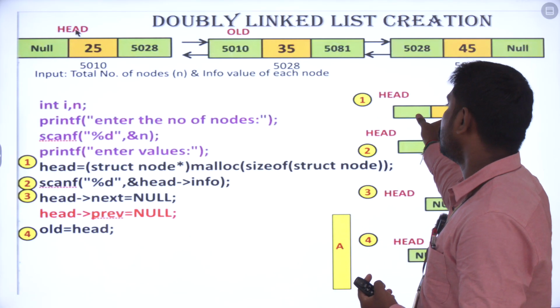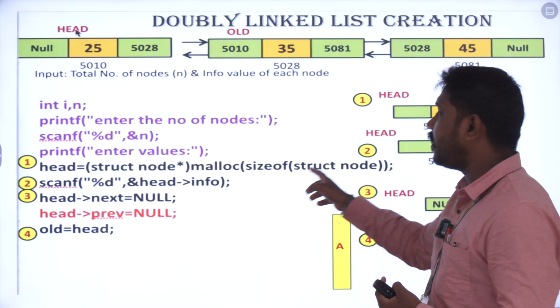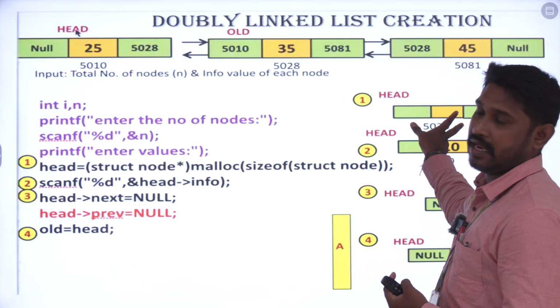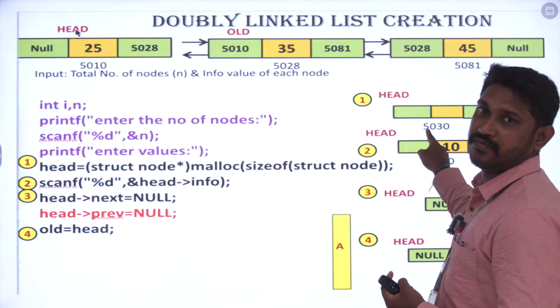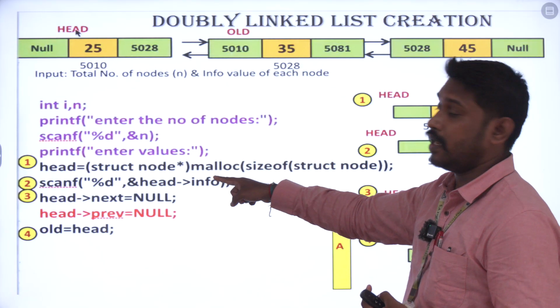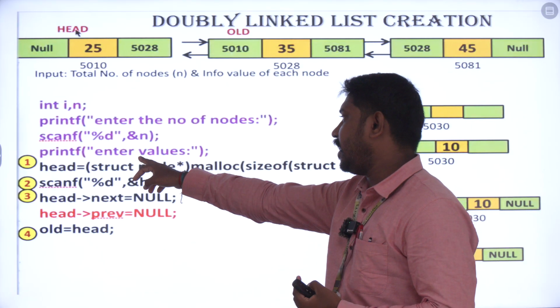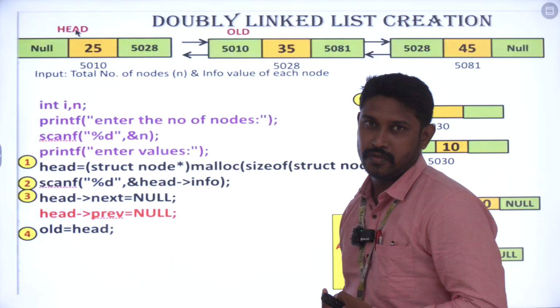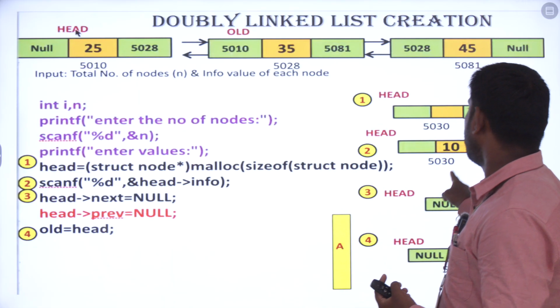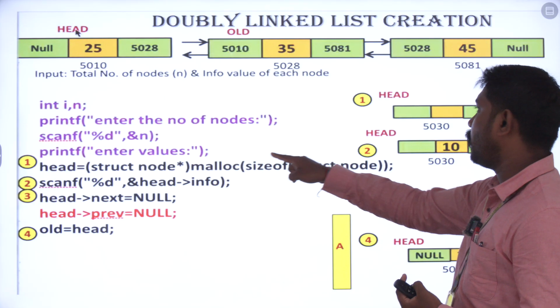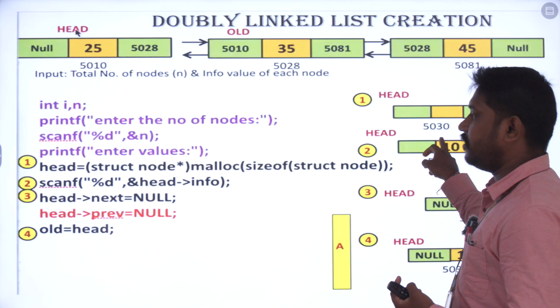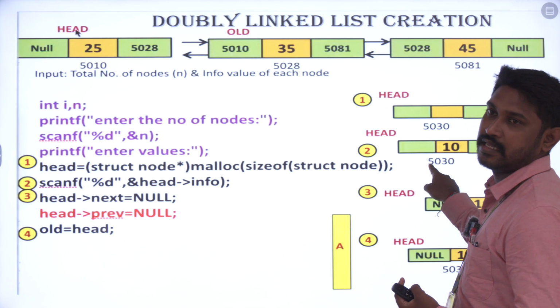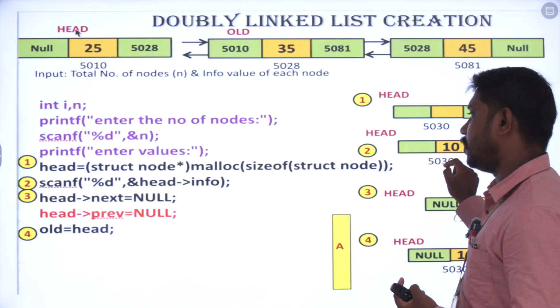Here is step 1. Once this line has been executed, a memory location has been created with the help of the memory address 5030. That is step 1. Step 2: I am going to enter the value. The value I am going to get is the head information. Head information is nothing but this data. The value I am going to give is 10, so 10 will be stored here in the address 5030.